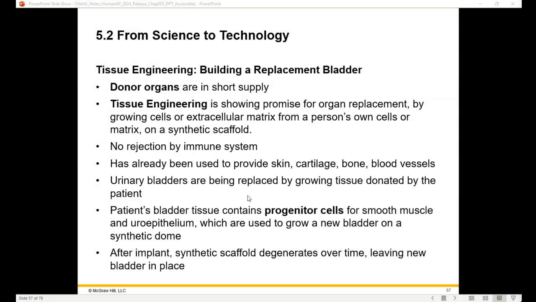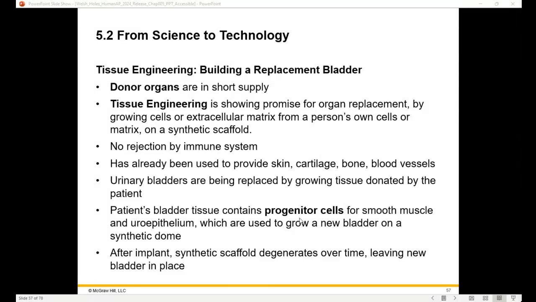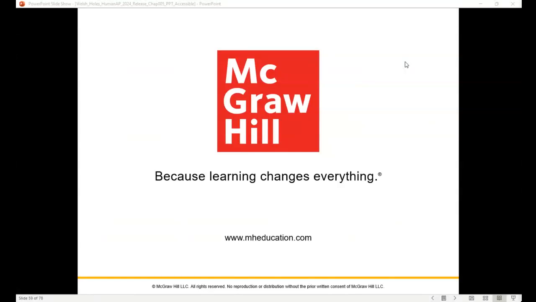Urinary bladders are being replaced by growing tissue donated by the patients. The patient's bladder tissue contains a progenitor cell or groups of progenitor cells for smooth muscle and uroepithelium, which are used to grow a new bladder on a synthetic dome. After an implant, the synthetic scaffold degenerates over time, which leaves the new bladder in place. This table gives you the different types of muscle tissue and nervous tissue with a description, function, and location. And that's the end of the tissues presentation.